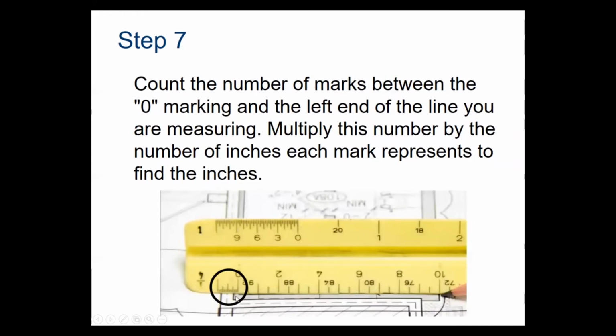All right, so now we're back to our drawing. And now we've measured from here. We were measuring from here to here. And now we've got the 10 feet. Now we need to figure out how many inches are before we get to our next foot.